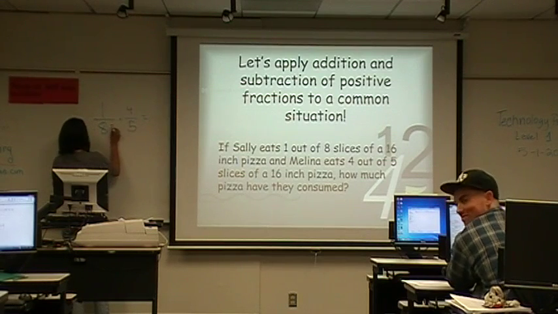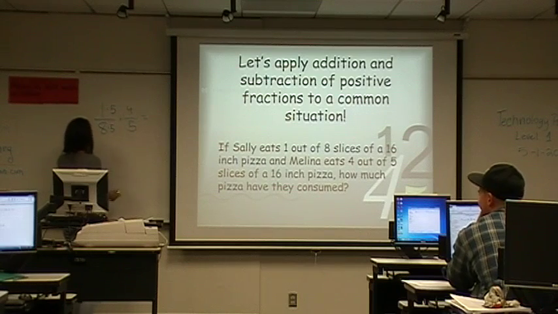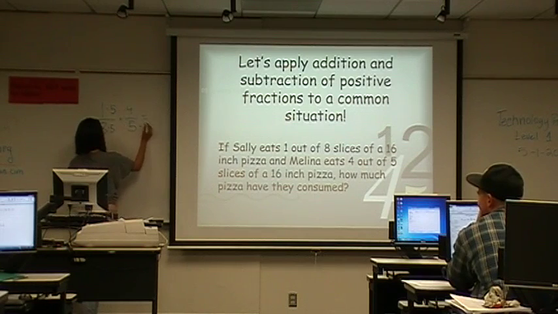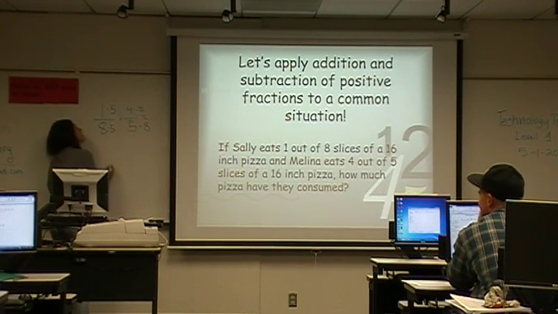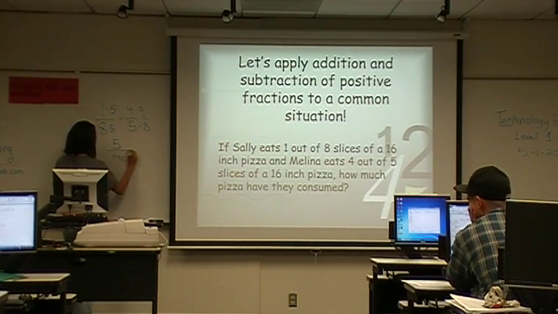So we multiply 8 by 5 in order to make it 40. And you'd also multiply 1 by 5 in order to make it 40. Same as 5, except you would multiply it by 8 and 4 by 8. So the sum of 1/8 plus 4/5 is, it would be 37 over 40.